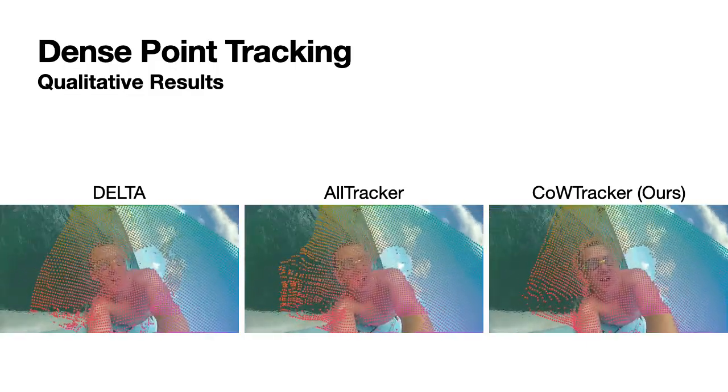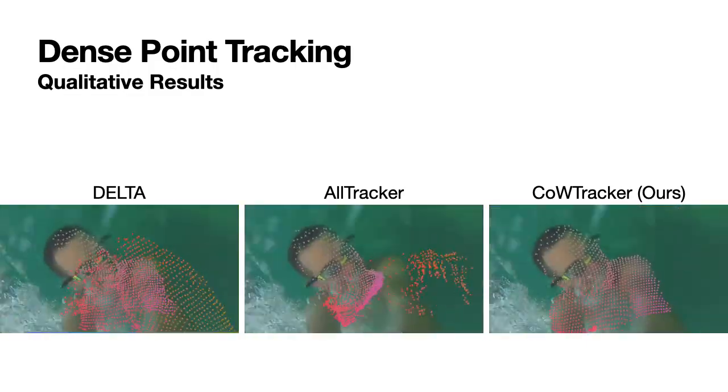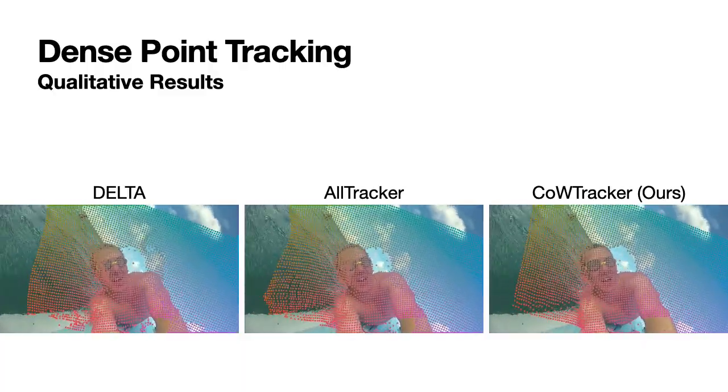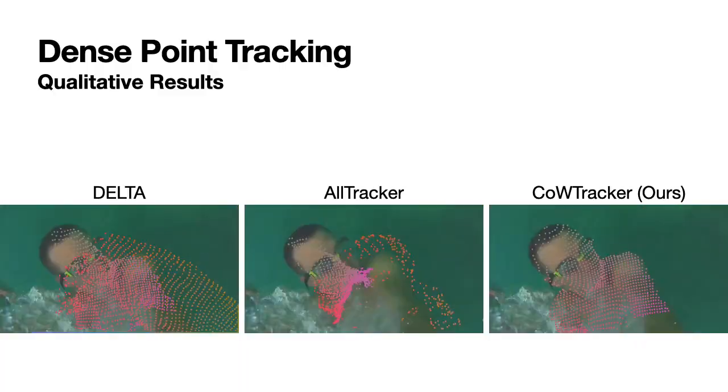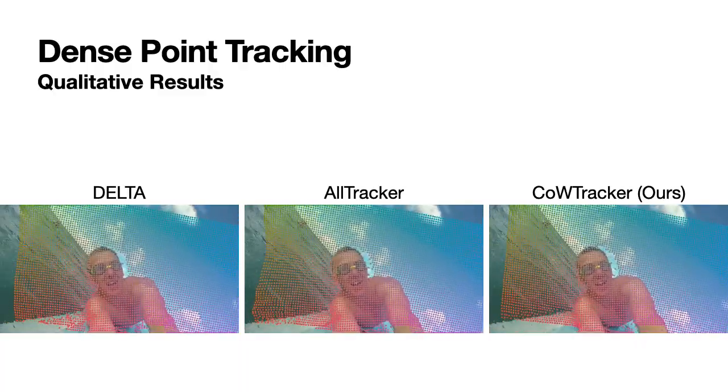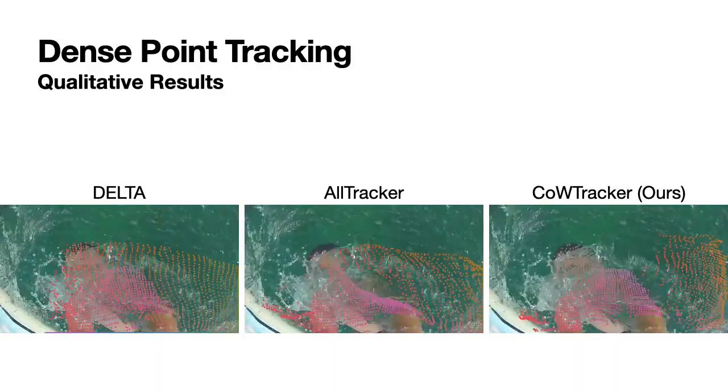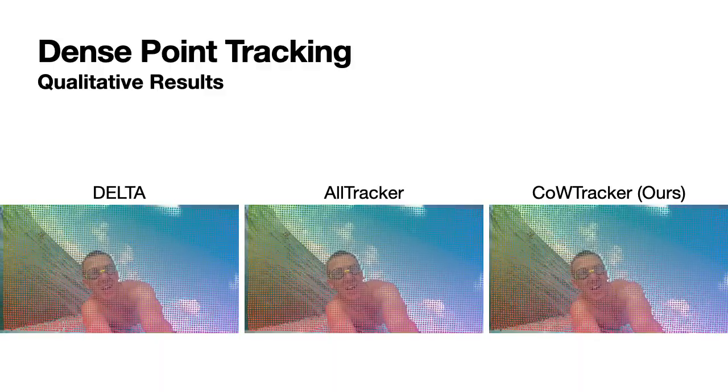We also compare to the strong Delta baseline. In this highly non-rigid sequence with major appearance changes, Delta and the other baseline drift during the difficult motion. CoWTracker is still able to produce tighter and more stable tracks.